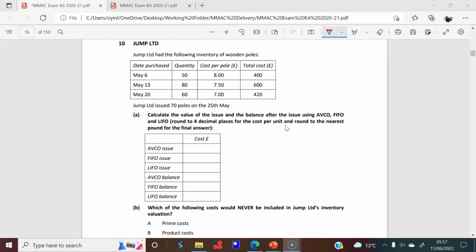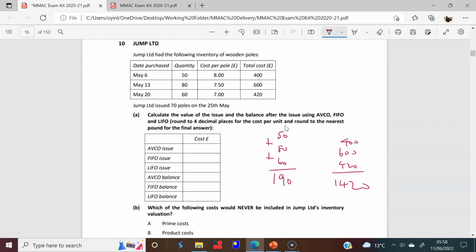So using the AVCO method, we are literally adding the number of polls together. So that's 50 plus 80 plus 60. So that's 130 plus 60, that's 190. And adding the total cost together, we have here 400 plus 600 plus 420, which is 1,420. So divide that by 190 gives you the average, 7.47. Great. So you now have 7.47.